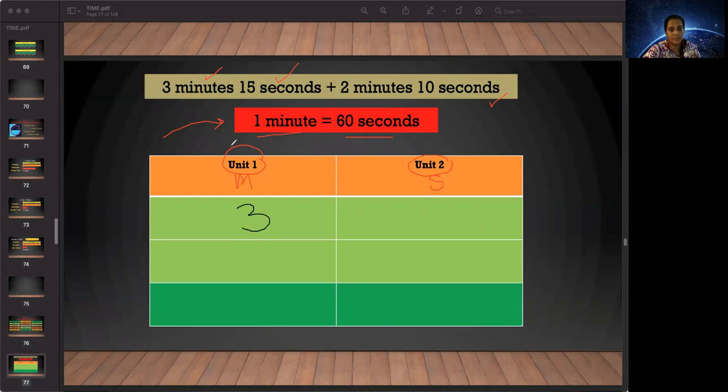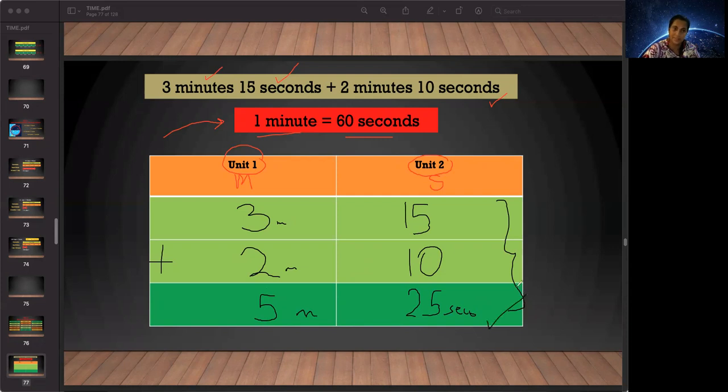Now, let's write this out. We take 3 minutes 15 seconds, and since it's an addition, we add 2 minutes and 10 seconds. We do the seconds part first. 5 plus 0 is 5, 1 plus 1 is 2, so 15 seconds plus 10 seconds is 25 seconds. And 3 minutes plus 2 minutes is 5 minutes. So our answer here is 5 minutes 25 seconds. This is very easy, very straightforward, and pretty direct.